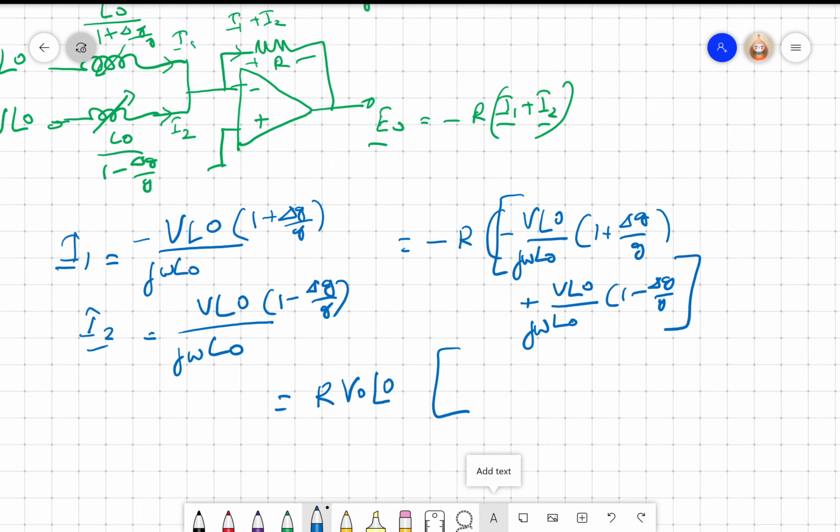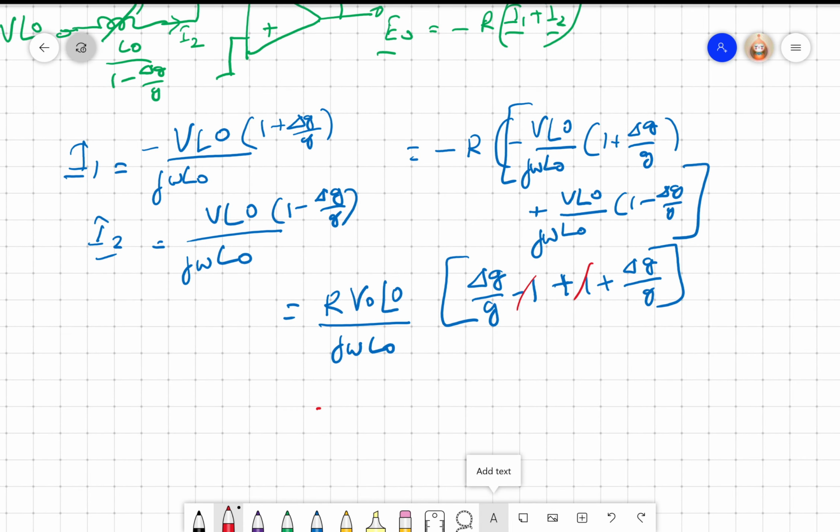This is minus into minus plus divided by J omega L naught, also I can take out. So I am taking minus, this will become plus. This is delta G by G minus 1. This is plus 1 plus delta G by G. So minus 1 and plus 1 cancels out. So I get R by J omega L naught into V angle 0 into 2 delta G by G.